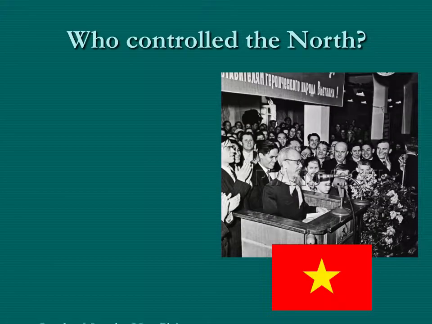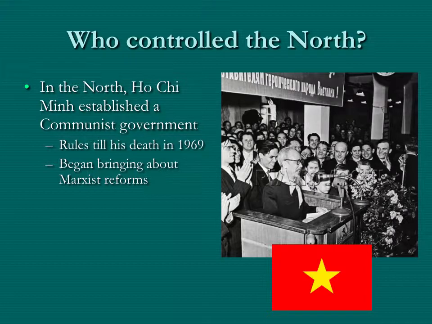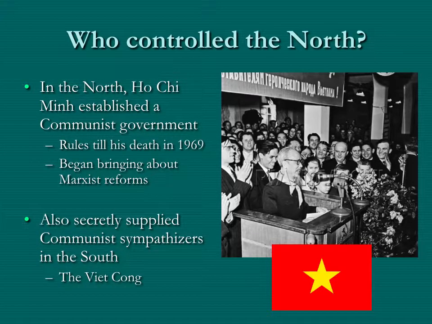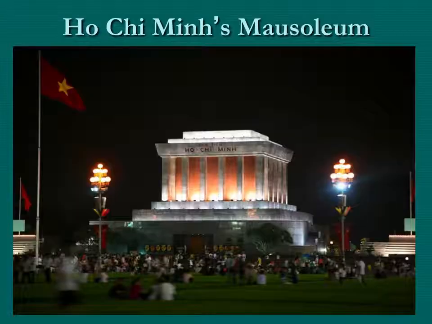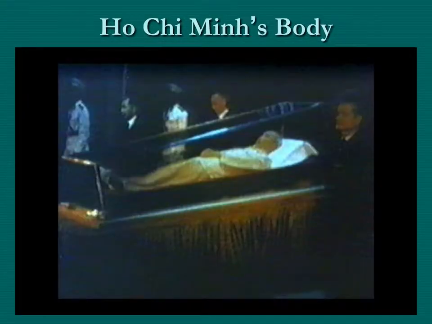Now, in the north, I mentioned Ho Chi Minh. He institutes Marxist reforms, and he also starts the process, which is going to continue throughout the war itself, of supplying communist sympathizers in the South to try to prop up support for these popular elections. Those groups eventually are going to militarize, and they're going to become known as the Viet Cong. So when Ho Chi Minh eventually passes away in 1969, his body is put on display, and, you get it. Communist countries, they like to keep their leaders, their founders, around.